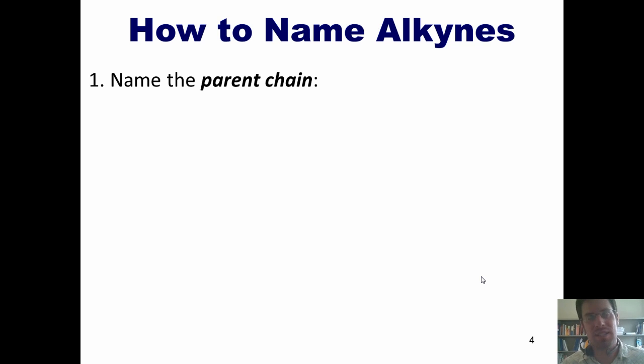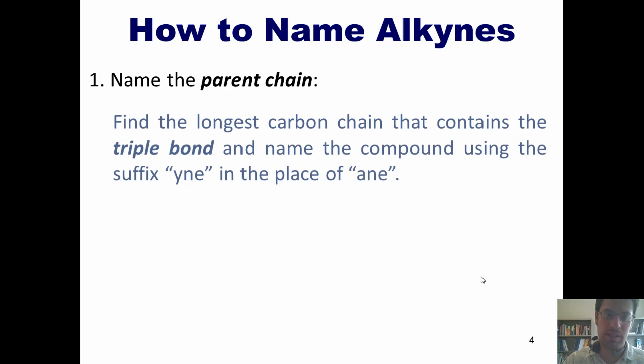And what in the world is the parent chain? Well, assuming that you don't have any functional groups that are higher priority than the carbon-carbon triple bond, the parent chain is the longest carbon chain that contains the triple bond. We find that chain, and then we name the compound using the suffix YNE in the place of the suffix ANE. So if we had an alkyne version of ethane, we would call it ethyne. If we had an alkyne version of propane, we would call it propyne, and so forth and so on.